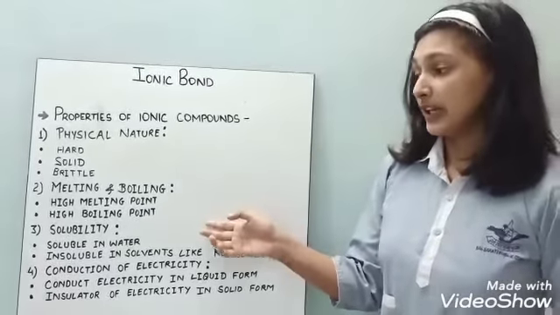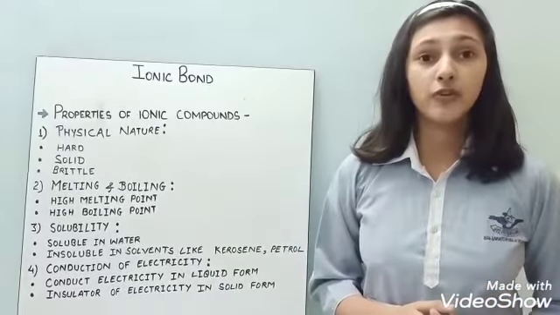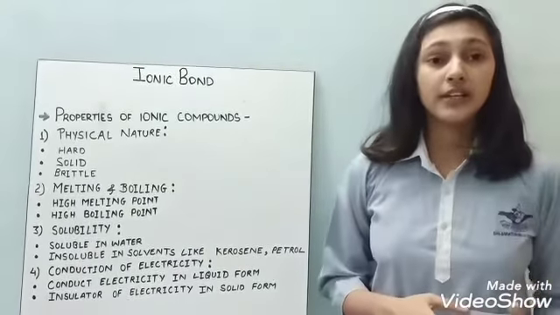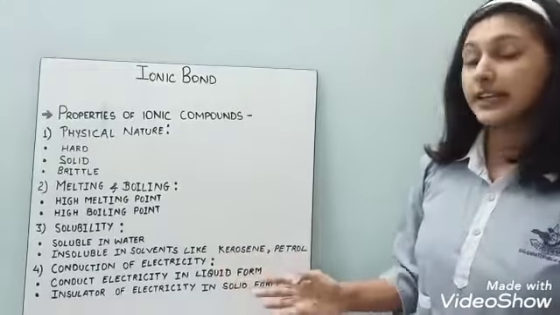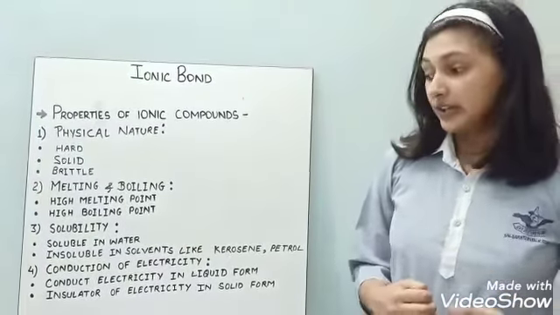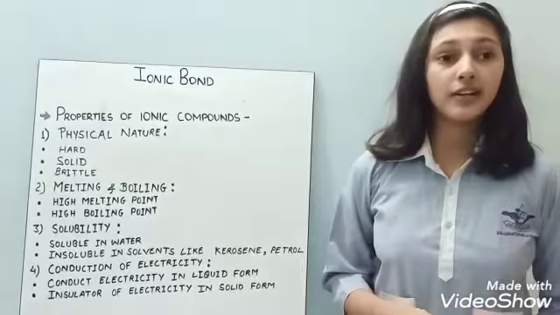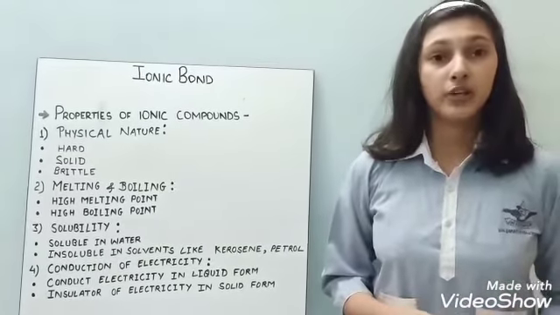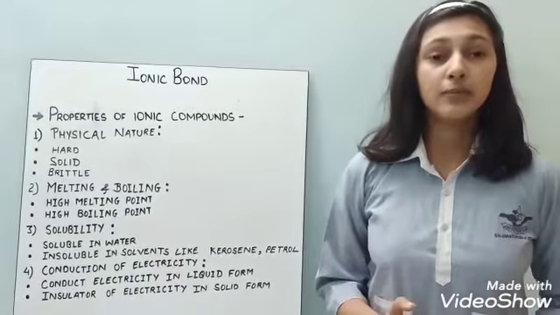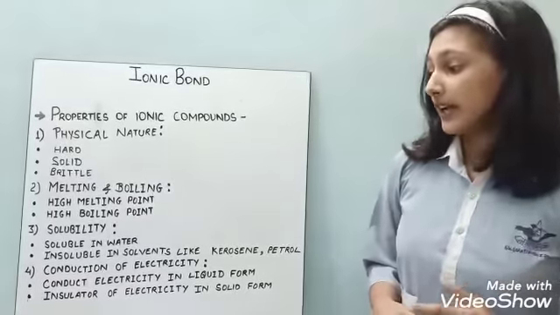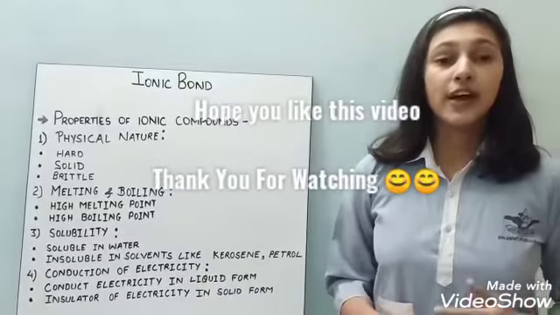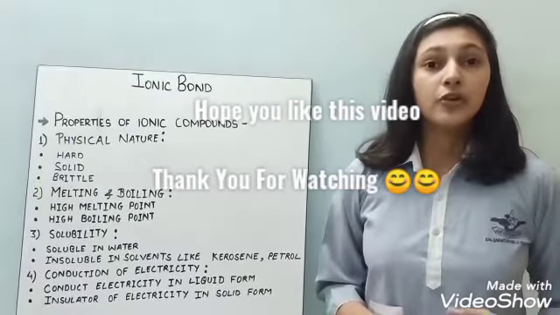formation. Now, solubility. Electrovalent compounds are generally soluble in water and insoluble in solvents like kerosene, petrol, etc. Now the last thing is conduction of electricity. Electrovalent compounds conduct electricity in the molten state, as in the molten state the ions can easily move and conduct electricity, but they are insulators of electricity in solid form, because the movement of ions cannot take place due to their rigidity.